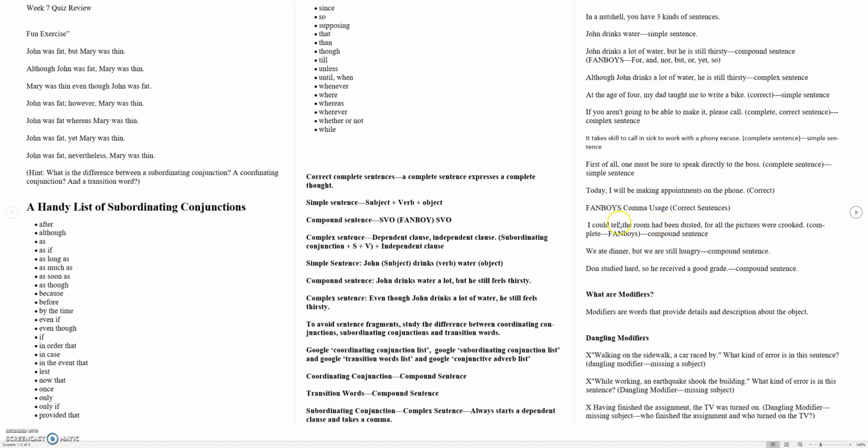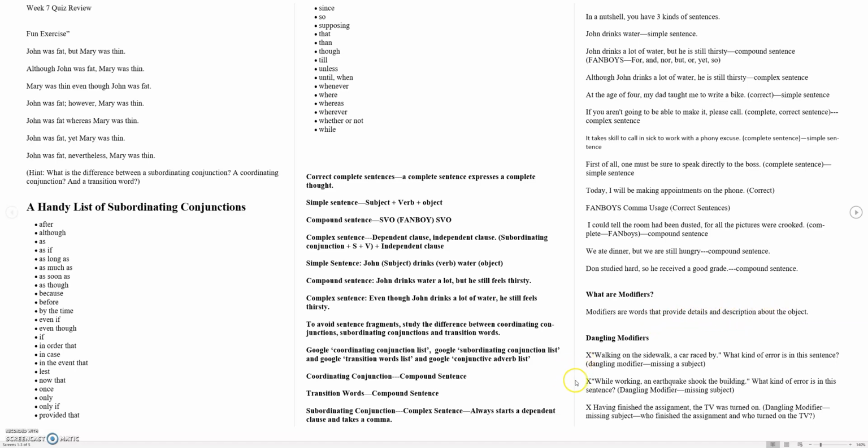And then you have compound sentences. I could tell the room has been dusted before. All the pictures were crooked. You can tell it's a compound sentence because of FANBOYS: for, and, nor, but, or, yet, so. Anyway, we ate dinner, but we are still hungry, and that's a compound sentence. Dan studied hard, so he received a good grade. That's a compound sentence. Modifiers are words that provide details and description about the object.